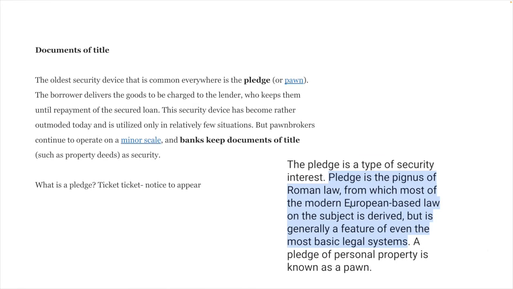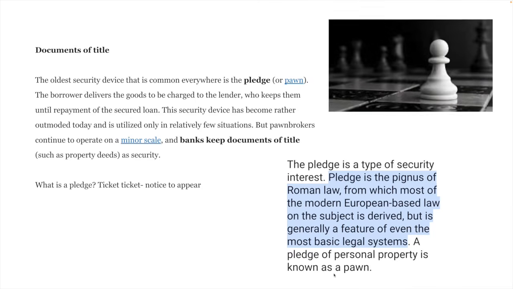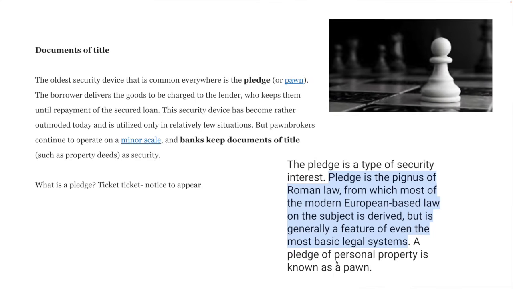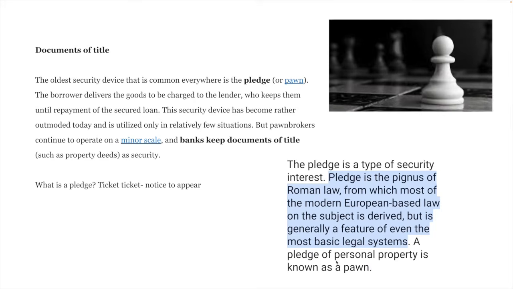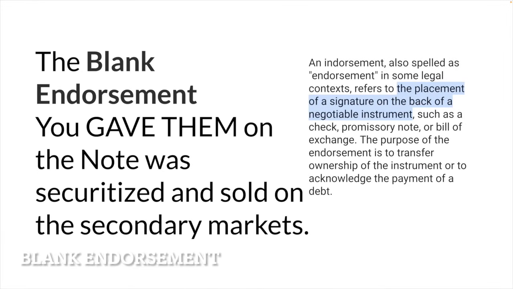From which most of the modern European-based law on the subject is derived, but generally a feature of even the most basic legal systems. A pledge of personal property is known as a pawn. So the personal property is your account, basically. Yeah, so the blank endorsement you gave them on the note was securitized and sold on the secondary markets. Yeah, I'm just reiterating it.